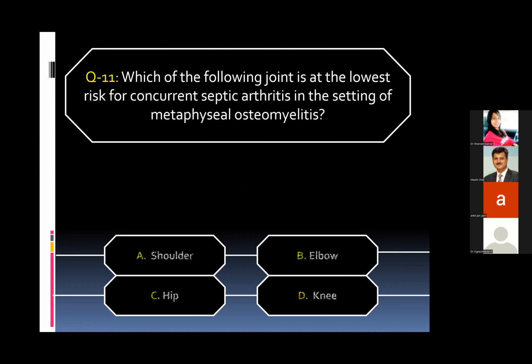Which of the following joints is at the lowest risk for septic arthritis in the setting of metaphyseal osteomyelitis? This is an interesting question. Elbow joint? No. Okay, Ankit? I have also moved elbow joint. Okay. So what about the elbow? The proximal radius, its metaphysis is intra-articular. So proximal radial osteomyelitis can lead to septic elbow. Okay. What is the right answer you have? Knee joint.